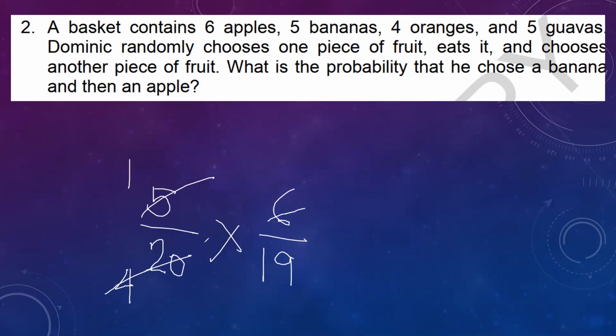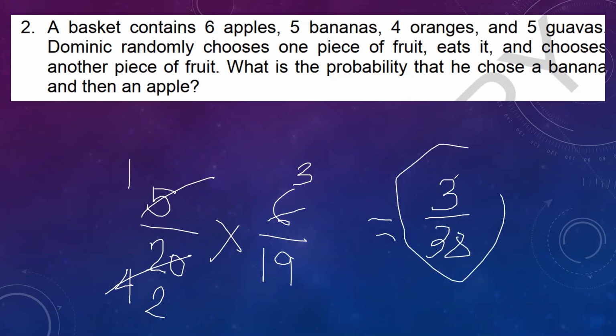This is both divisible by 2. So this is 3, and this is 2. Meron pa ba? Wala na. So 1 times 3. Tandaan, ang lowest term pwedeng pataas or pa-diagonal, wag lang pahalang. Okay? So 1 times 3 is 3. 2 times 19 is 38. And this is the final answer: 3 over 38. Okay? Clear?